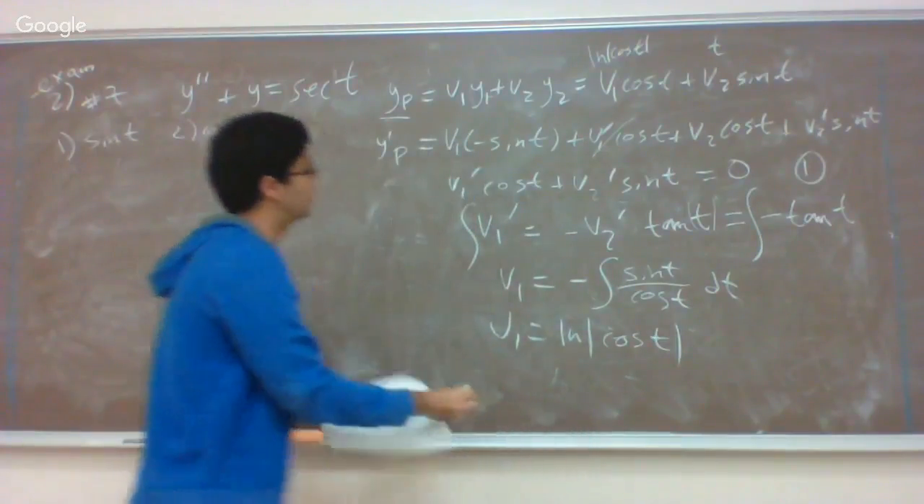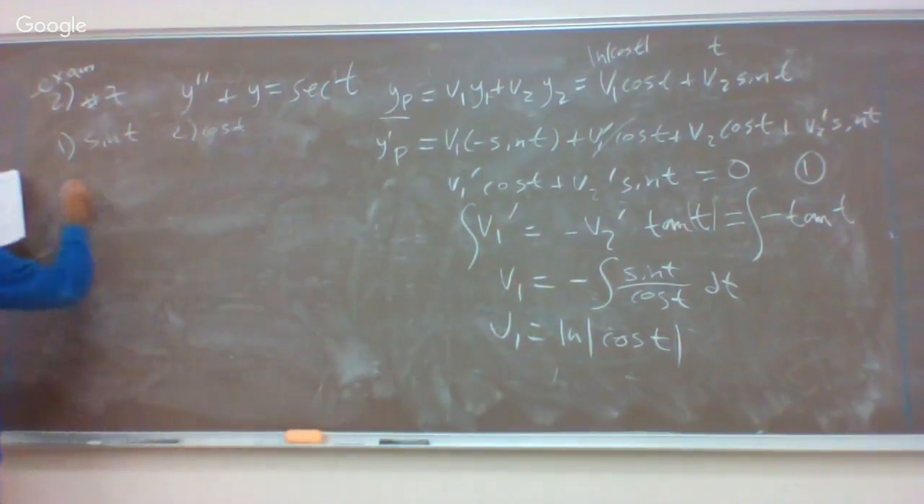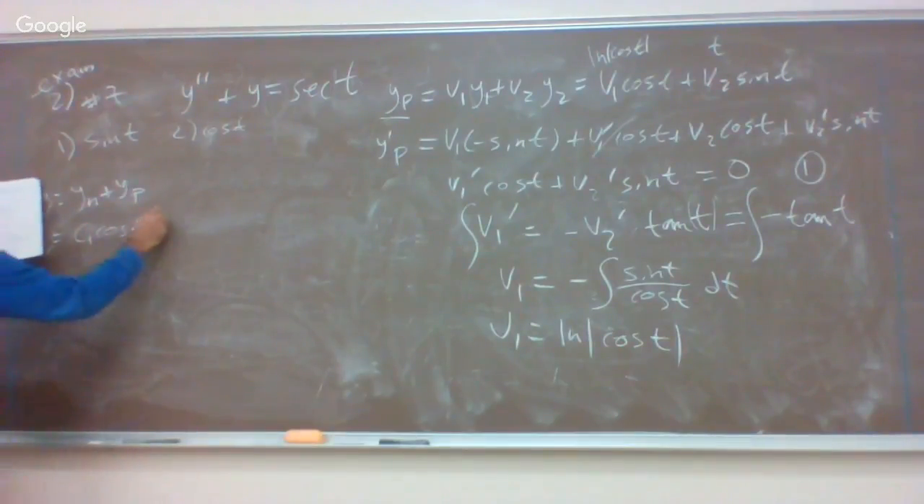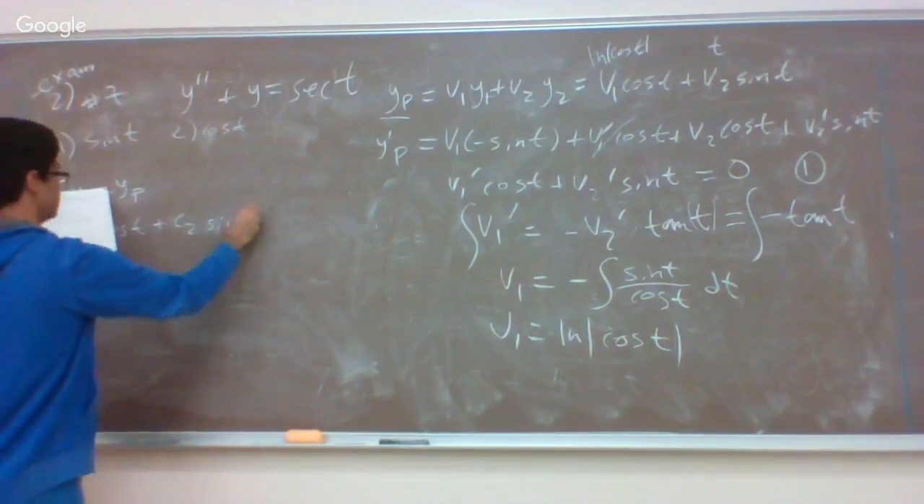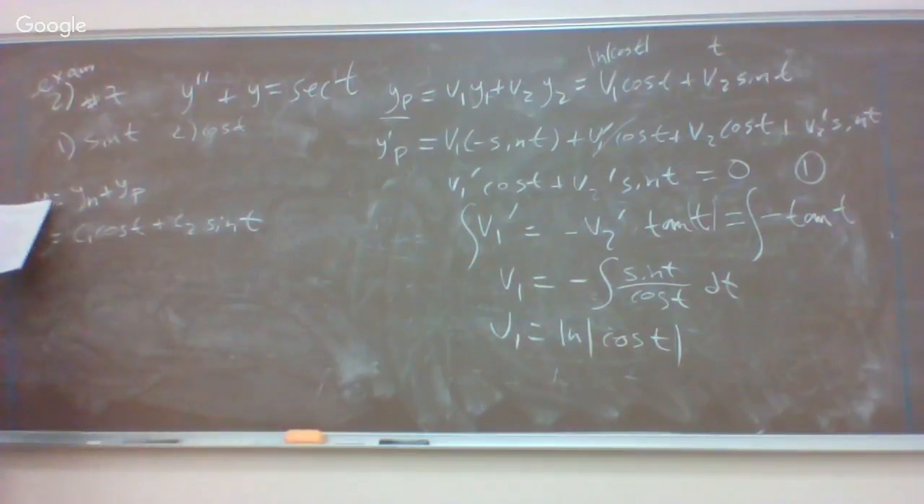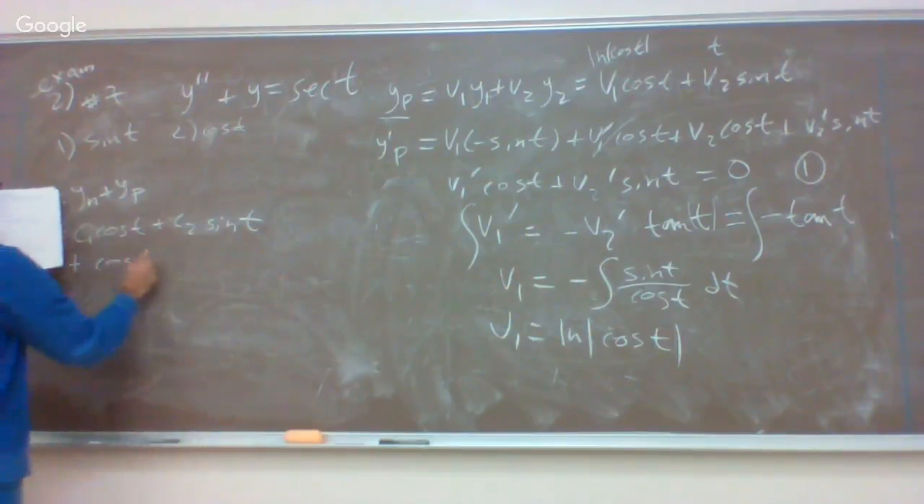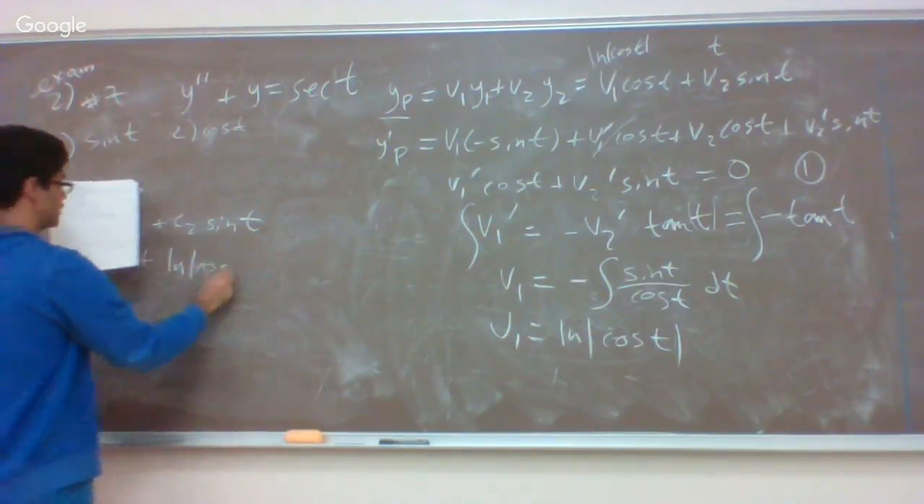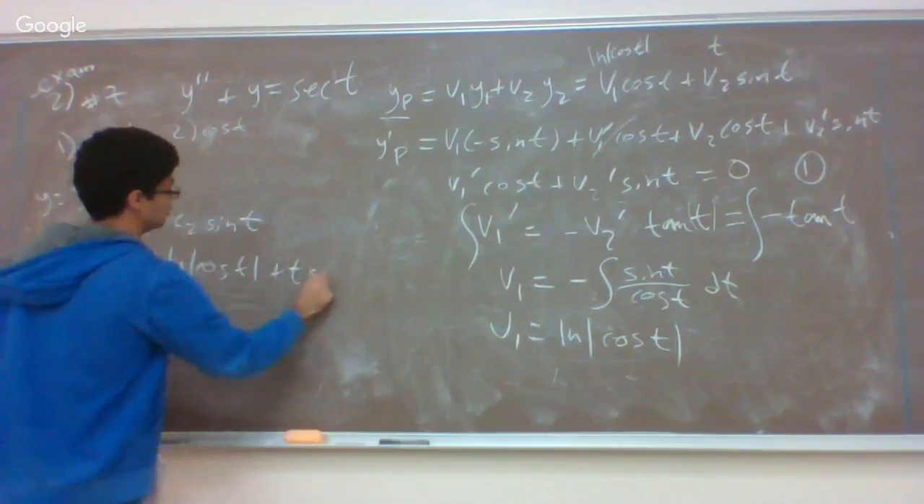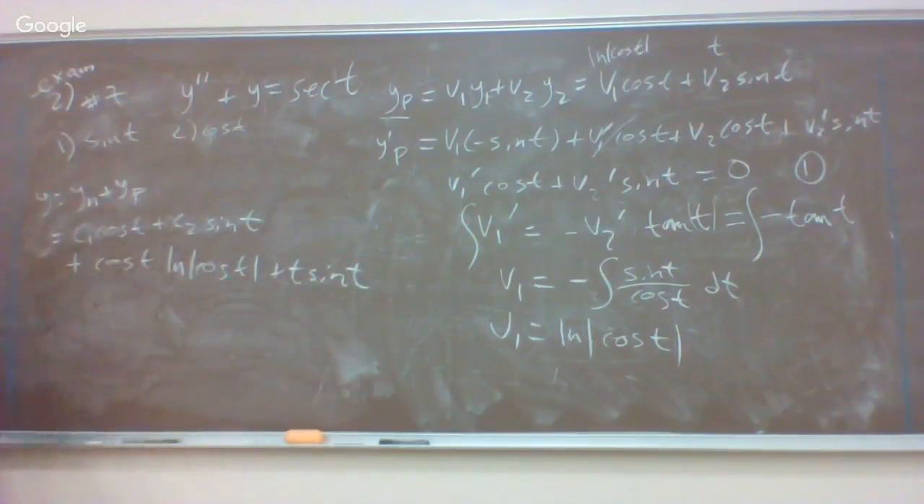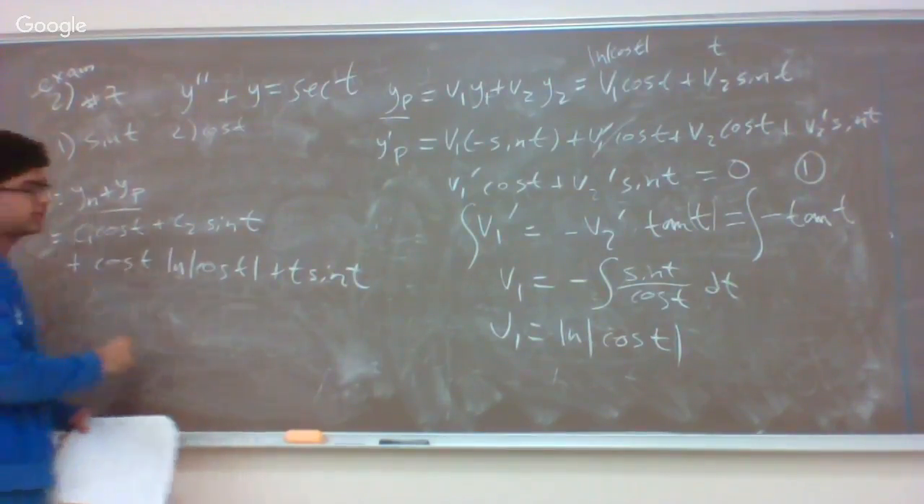But you can't just stop there. The general solution y is equal to c1 cosine of t plus c2 sine of t from our homogeneous portion, plus yp, which is cosine of t times the natural log of cosine of t plus t sine of t. So you need both portions, and then you need to state it out.